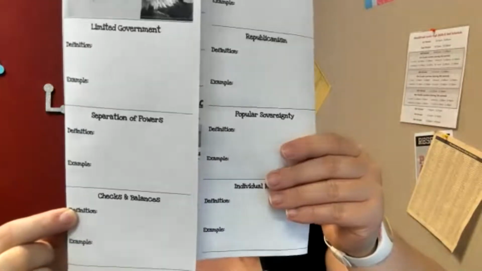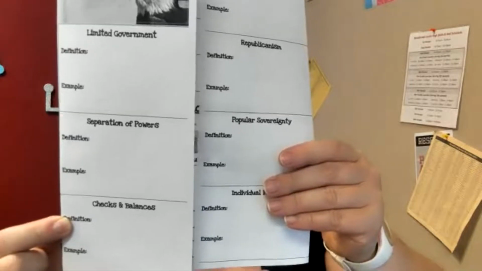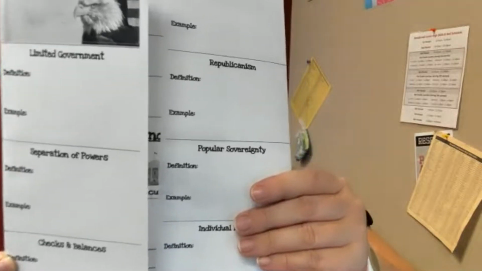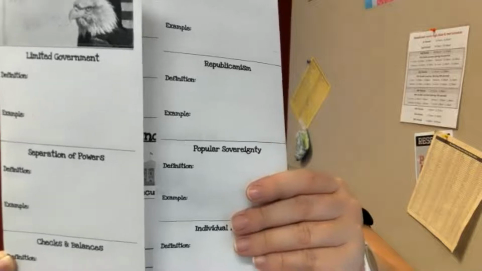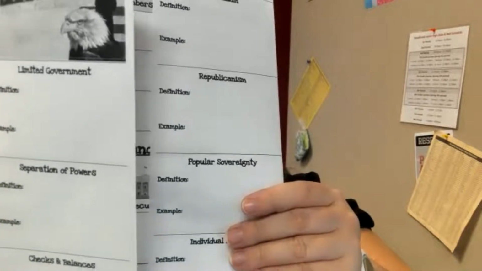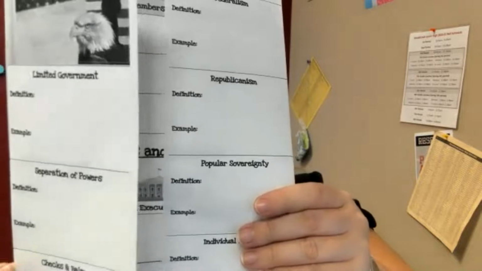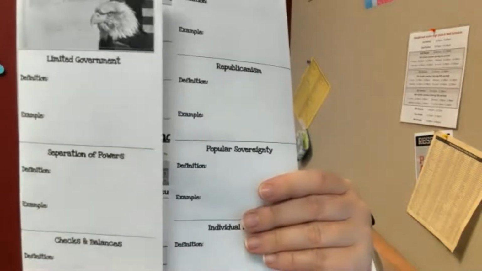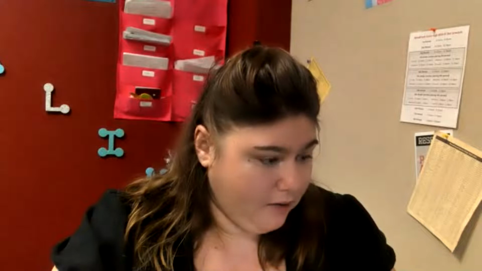So the definition right here is going to be a system of checks and balances safeguards against abuse of power. So that's what you're writing right here for the definition. And the example is going to be Congress can impeach the president. That's what you're putting right here. Okay, so I'm going to go ahead and put my share back on.